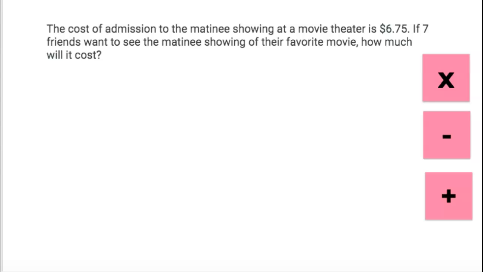If 7 friends want to see the matinee showing of their favorite movie, how much will it cost? Okay, so let's see, how much will it cost? That's my question, so I'm going to underline it. So what do I know about the cost? I know that it is $6.75.